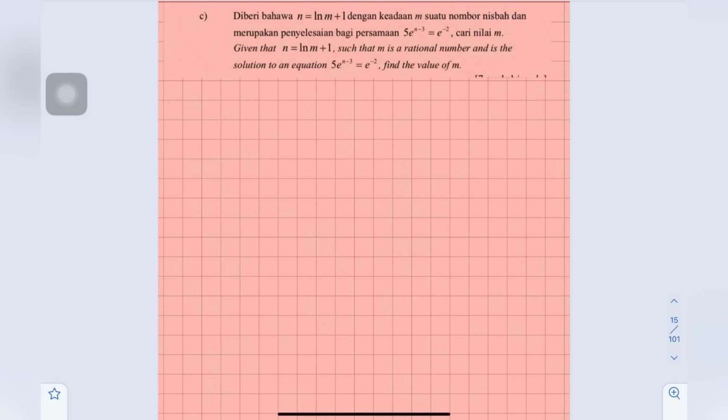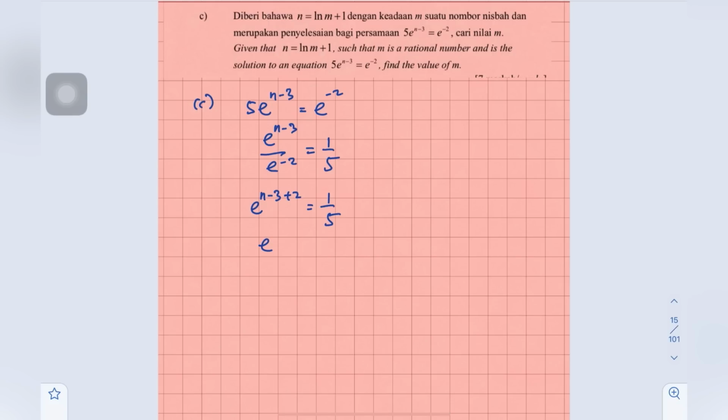Okay, so start from 5e to the power of n minus 3 equals e to the power of negative 2. We group together the e. So e to the power of negative 2, this one equals 1 over 5. By using the laws of indices, divide, so the powers we need to subtract. So we get e to the power of n minus 3 minus negative 2, so plus 2, equals 1 over 5. Simplify: e to the power of n minus 1 equals 1 over 5.